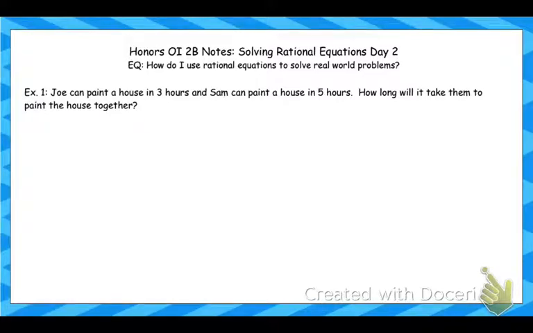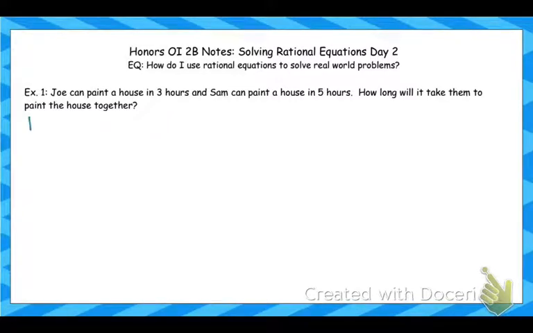So Joe can paint a house in 3 hours, and Sam can paint a house in 5 hours. We want to know how long it will take them to paint the house together. Well, the problem is we can't just add 3 and 5 because 3 and 5 is the time it takes them per house. So what we need to consider is their rate, the rate of working.